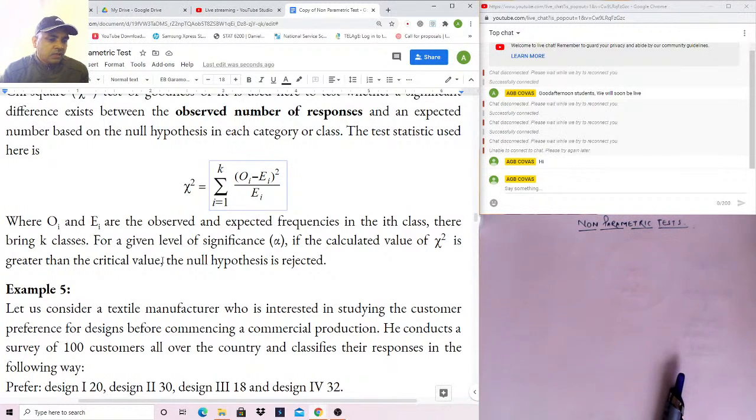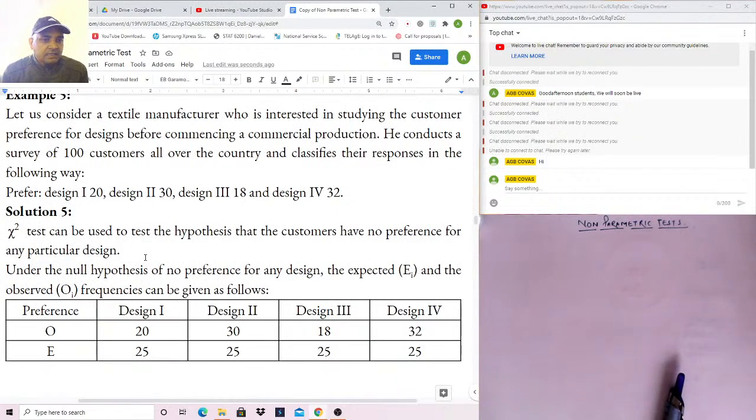So in example 5, let us consider a textile manufacturer who is interested in studying the customer preference for design before commencing commercial production. That is, before going for commercial production, he first wants to test what the customer preference is. So he conducts a survey of 100 customers all over the country and classifies their responses in the following way. Design 1 was liked by 20 people, design 2 was liked by 30 people, design 3 was liked by 18 people, and design 4 was liked by 32 people.